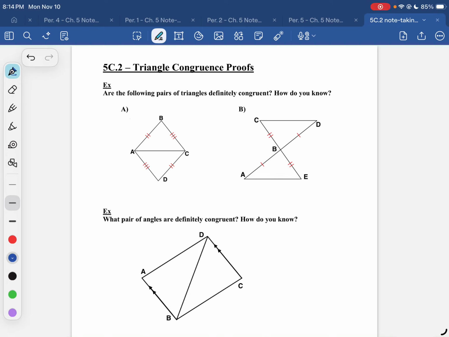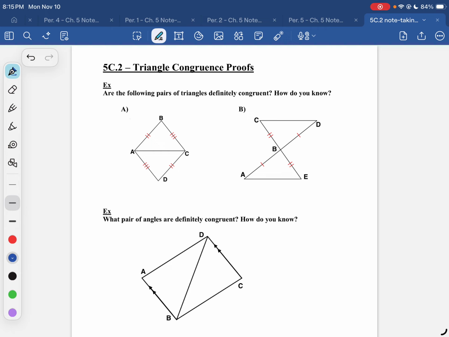5C.2 Triangle Congruence Proofs. Okay, this is an extension of the last lesson, so we're just going to be using what we learned in the last lesson and applying it to proofs. But here's a little warm-up at the beginning. The first one says, are the following pairs of triangles definitely congruent?